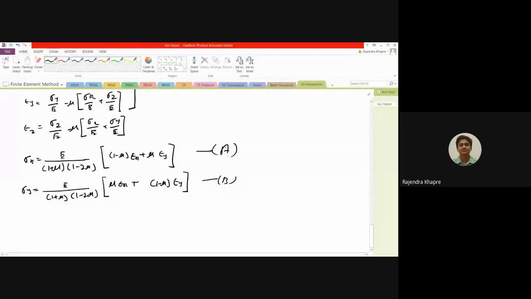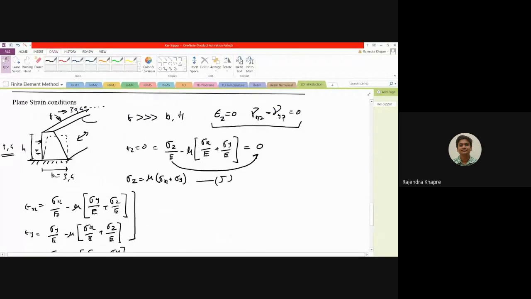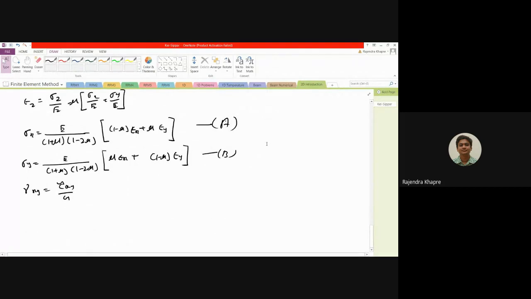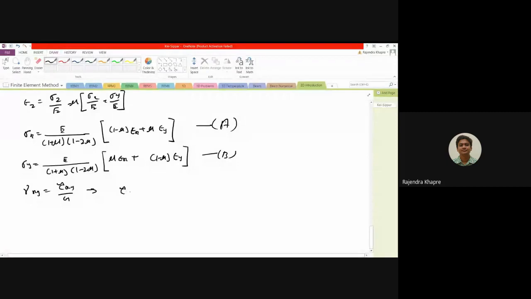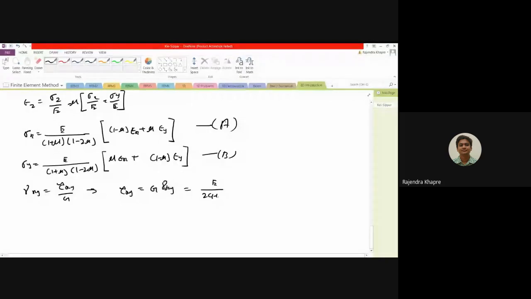We also know that gamma xy can be written as tau xy divided by G, because the other shear terms, gamma xz and gamma yz, are 0. So we can rewrite the same expression: tau xy is nothing but G into gamma xy, and we also know the value of G is E divided by 2 into 1 plus mu, into gamma xy.